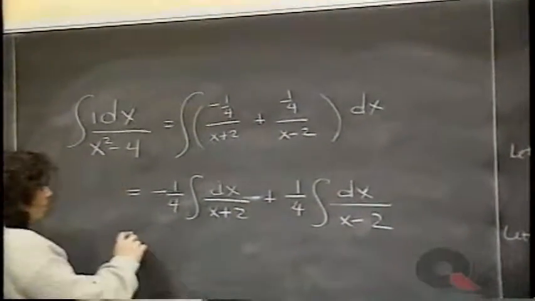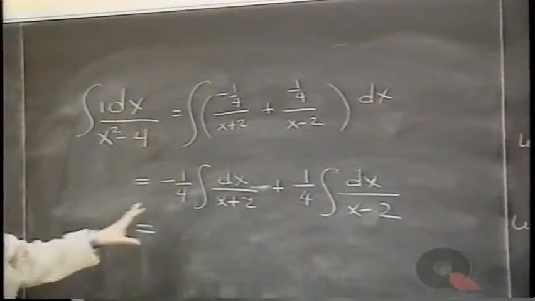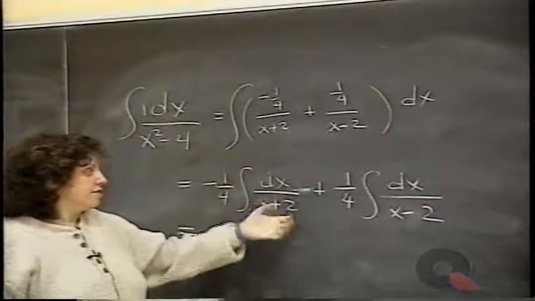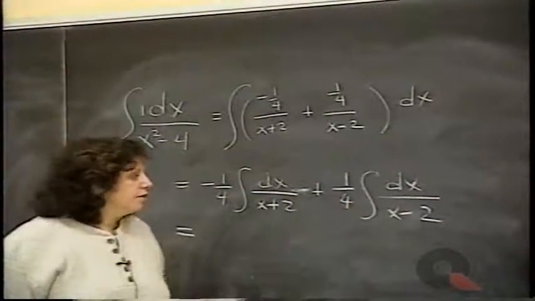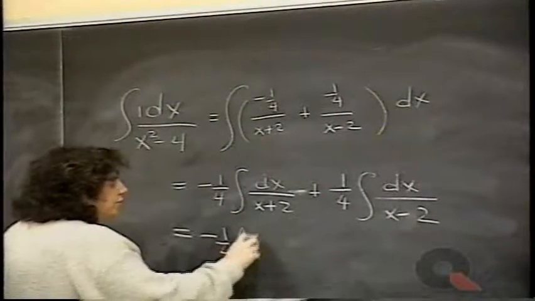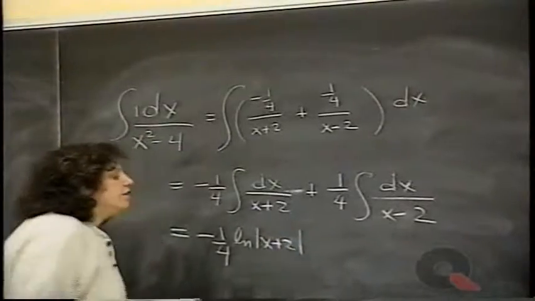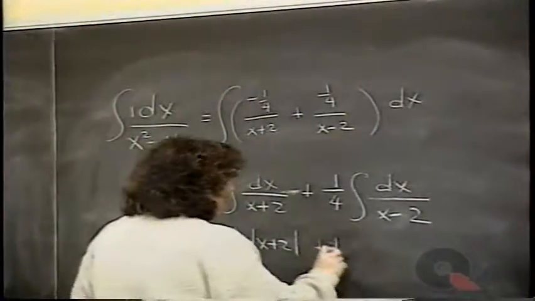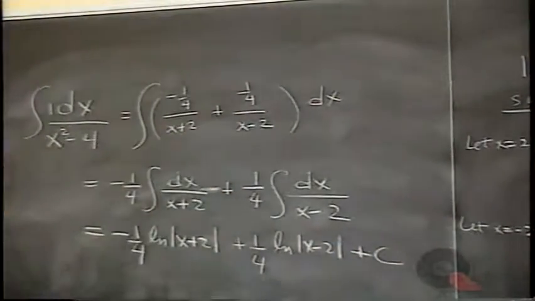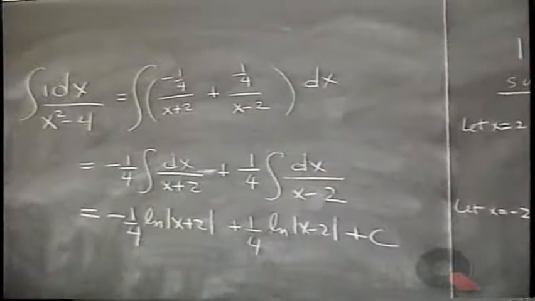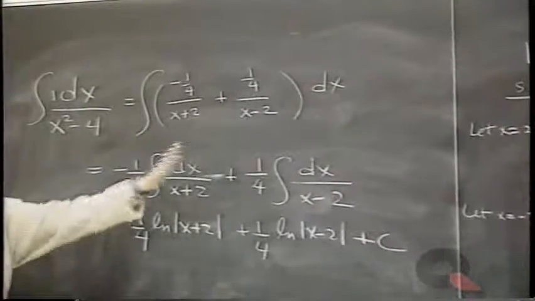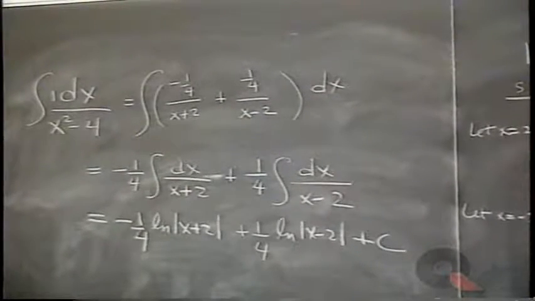And now the original problem, which we couldn't handle, has now been broken into two problems that are simply du over u. If u is x plus 2, du is 1 dx. This is a du over u. This is the same thing, du over u. So minus 1/4. Now the integral of du over u is natural log of the absolute value of the denominator, and then plus 1/4 natural log of the absolute value of the denominator plus c. So this technique of partial fractions is really just this algebraic method of rewriting the original problem so that it breaks into simpler problems that you know how to integrate.